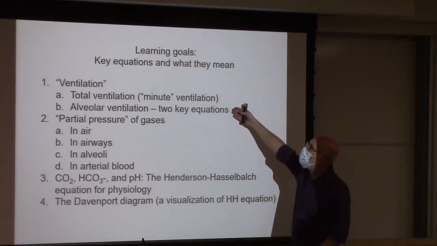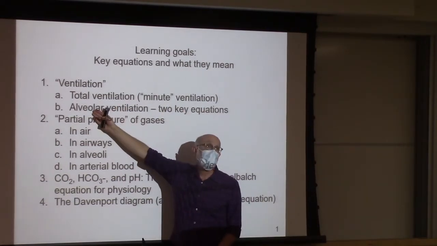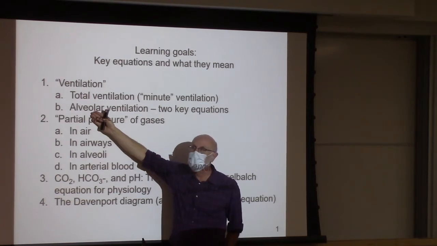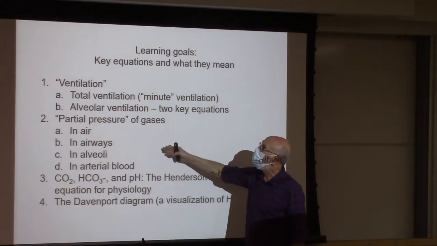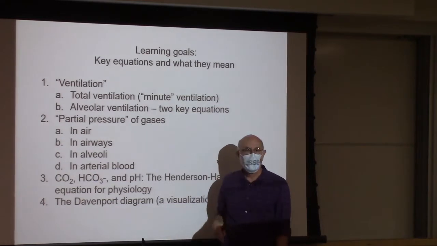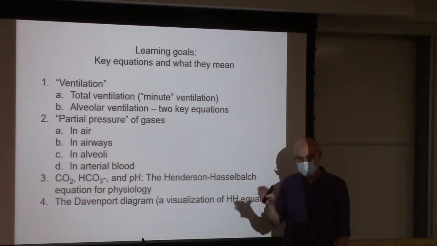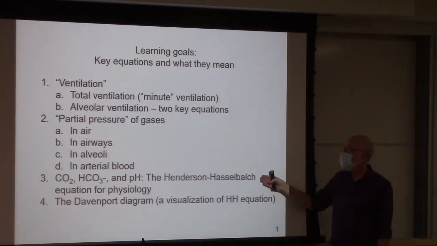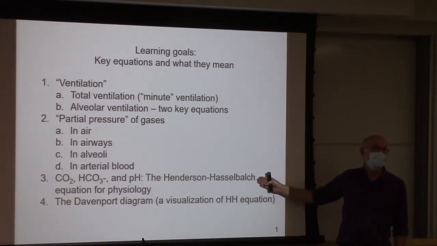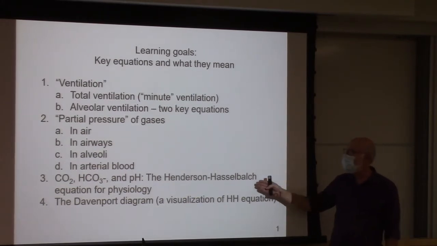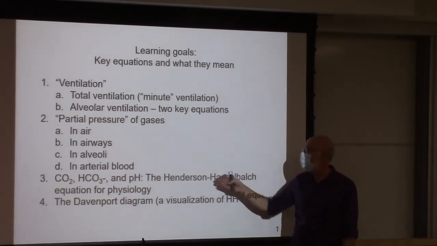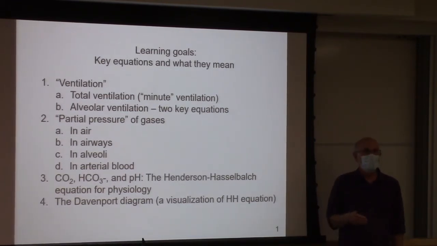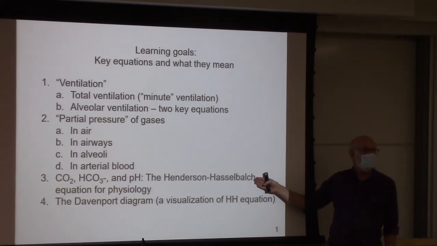And there are two key equations related to ventilation of alveoli, which is where most of the gas exchange in your respiratory system happens. We're going to have to talk about partial pressure, which is a somewhat confusing concept, but I think I'll try to make it intuitive. We're going to be talking about acid and base equilibria. Some of you have used, maybe already, the Henderson-Hasselbalch equation. Those of you who've taken biochemistry maybe are having bad memories of this already.